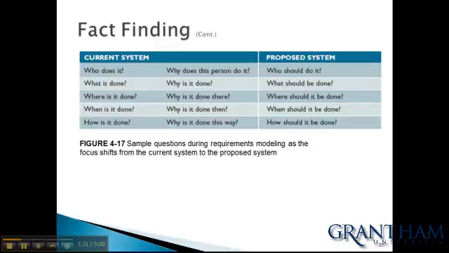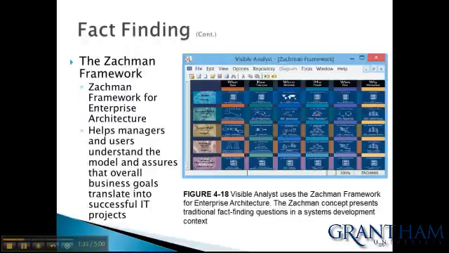This just shows that there are certain questions that you should ask about the current system and some questions that you should be asking to determine the proposed system. The Zachman framework for enterprise architecture helps managers and users understand the model and ensures that overall business goals translate into successful IT projects.